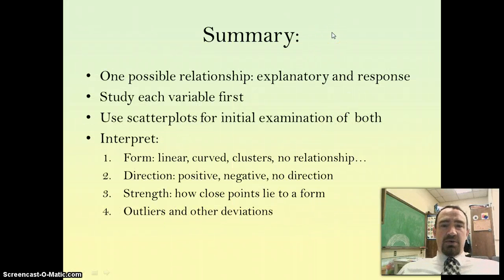In summary, a possible relationship between our variables is going to be an explanatory and response relationship. You always want to study each variable first. That's an important part of looking at statistics. We didn't do that much today, but when you do that, for example, in your project, you'll want to analyze each variable first carefully. We're always going to use scatter plots for an initial examination of both variables. It helps us see a lot of important things like the form of the relationship, the direction, the strength of the relationship, and also outliers pop out pretty clearly for us on scatter plots. So those are the main things you should know and understand about scatter plots as you study two variables.